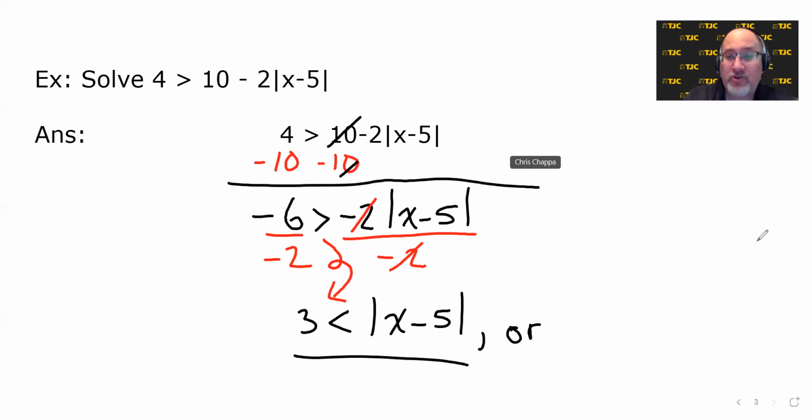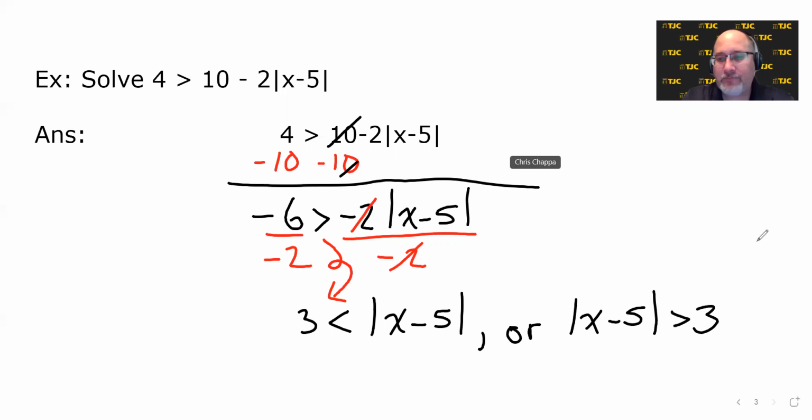The sentence on the left here is, the subject is 3. 3 is less than something. That's like saying that the absolute value of x minus 5 is greater than something. So we can reverse this and say the absolute value of x minus 5 is greater than 3. And now this inequality has the form that we want. The absolute value of something is greater than a number. Let's take it to the next page and finish it.